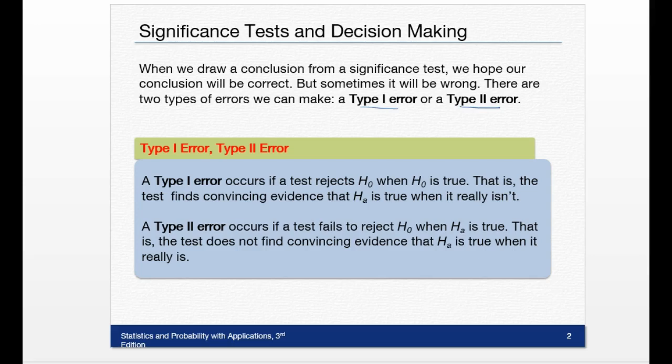A type 1 error is if a test rejects the null when the null is really true. That is, the test finds convincing evidence that the alternative is true when it really isn't. A type 2 error occurs if a test fails to reject the null when the alternative is true. That is, the test does not find convincing evidence that the alternative is true when it really is. So how do I remember this? Well, type 2 is fails to reject. So that's how I remember that. Type 1 is just reject, when we reject the null.